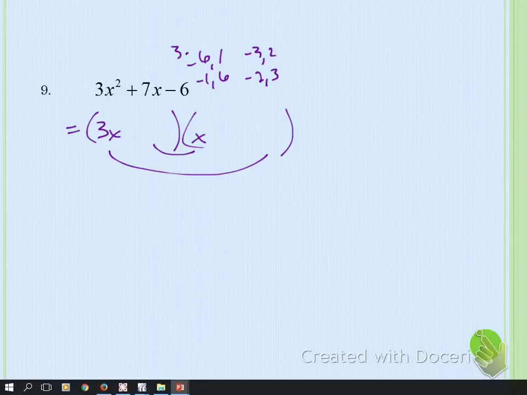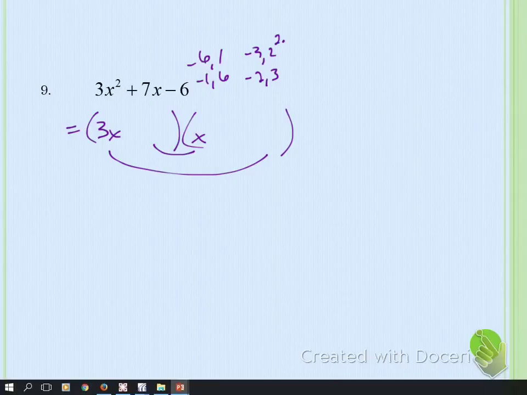So, 3 times 6 is negative 18 plus 1 is way too big. 3 times 1 is 3 plus negative 6 is negative 3, not going to work. 3 times negative 1 is negative 3 plus 6 is 3, not going to work. 3 times 6 is 18, too big, not going to work. 3 times negative 3 is negative 9. Negative 9 plus 2 is actually negative 7, so still not going to work.